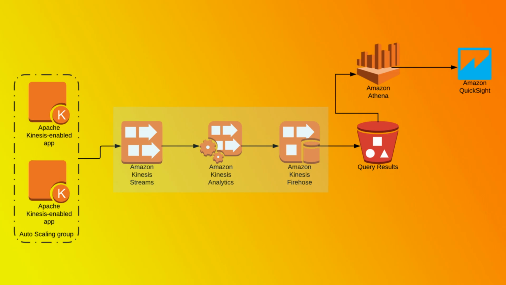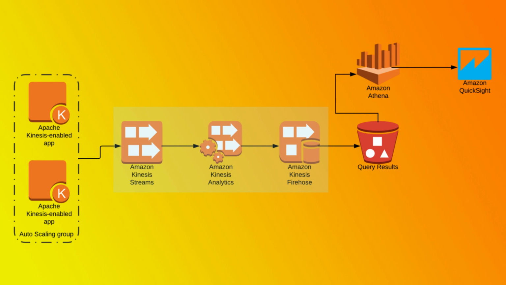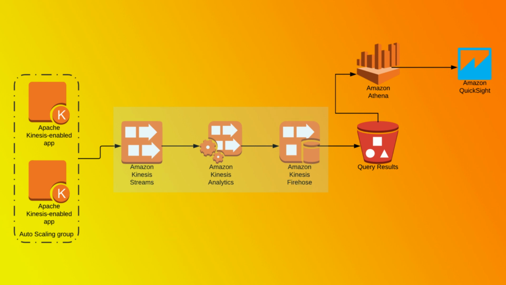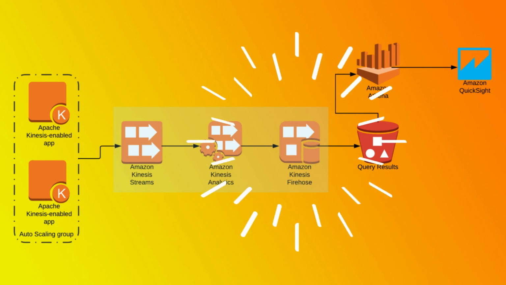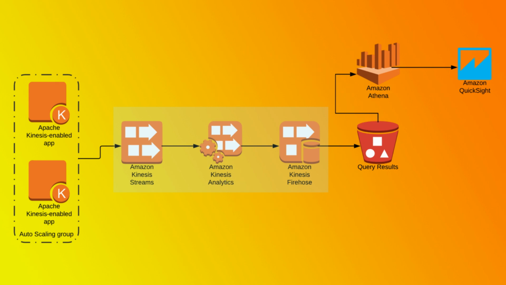So there are three parts in Kinesis. One is Kinesis Streams. It is a low latency streaming ingest at scale. Second is Kinesis Analytics. It performs real-time analytics on streams using SQL. Then there is Kinesis Firehose, which loads streams into S3, Redshift, Elasticsearch, Splunk, etc.